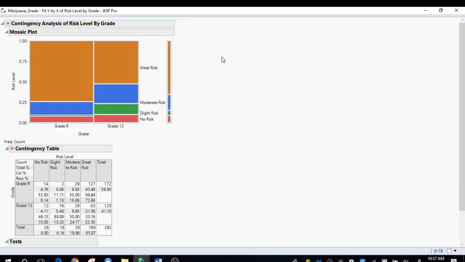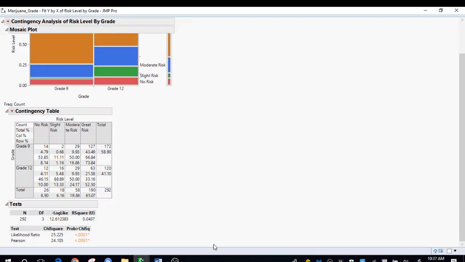Again, this is output that we've been looking at now quite a bit. The top here is the mosaic plot. The middle is my contingency table. And then down here in the bottom is my chi-square test that we'll talk about.